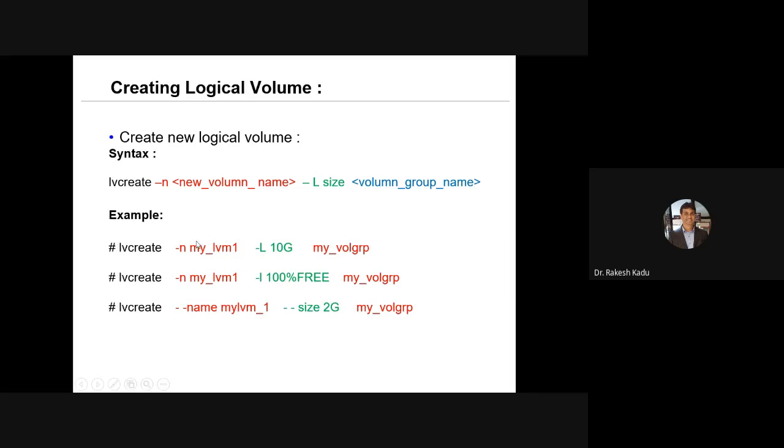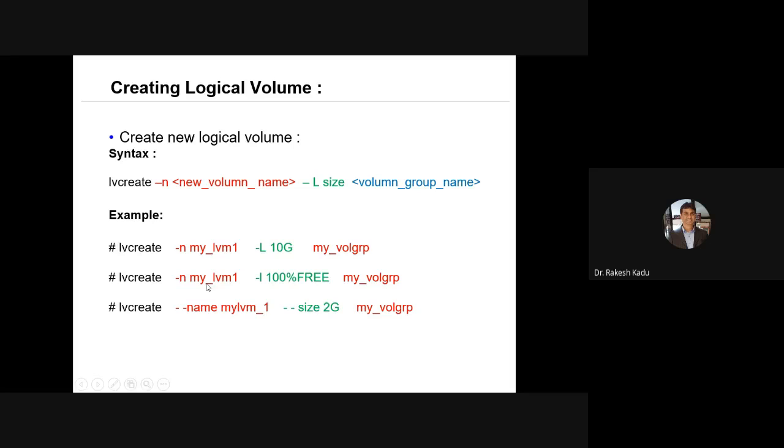These are the examples of how we can create this particular logical volume. These are the different ways. So lvcreate, here I am creating my first logical volume, with minus n my_lvm1. This is the name I am giving to that logical volume. Minus L 10G, so 10 GB is the capacity of the logical volume I want to create, and from where I want to create this partition, that is my volume group. Okay, this is one way.